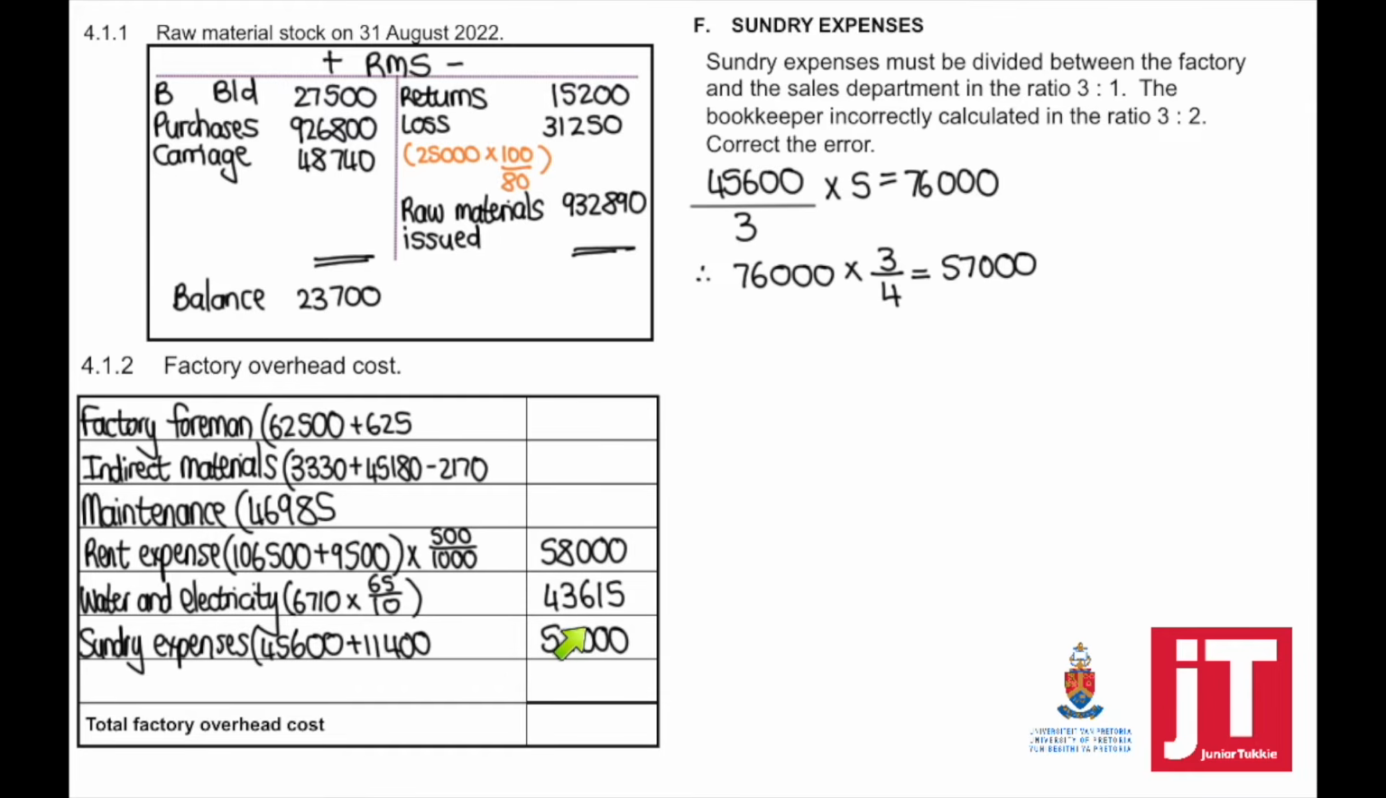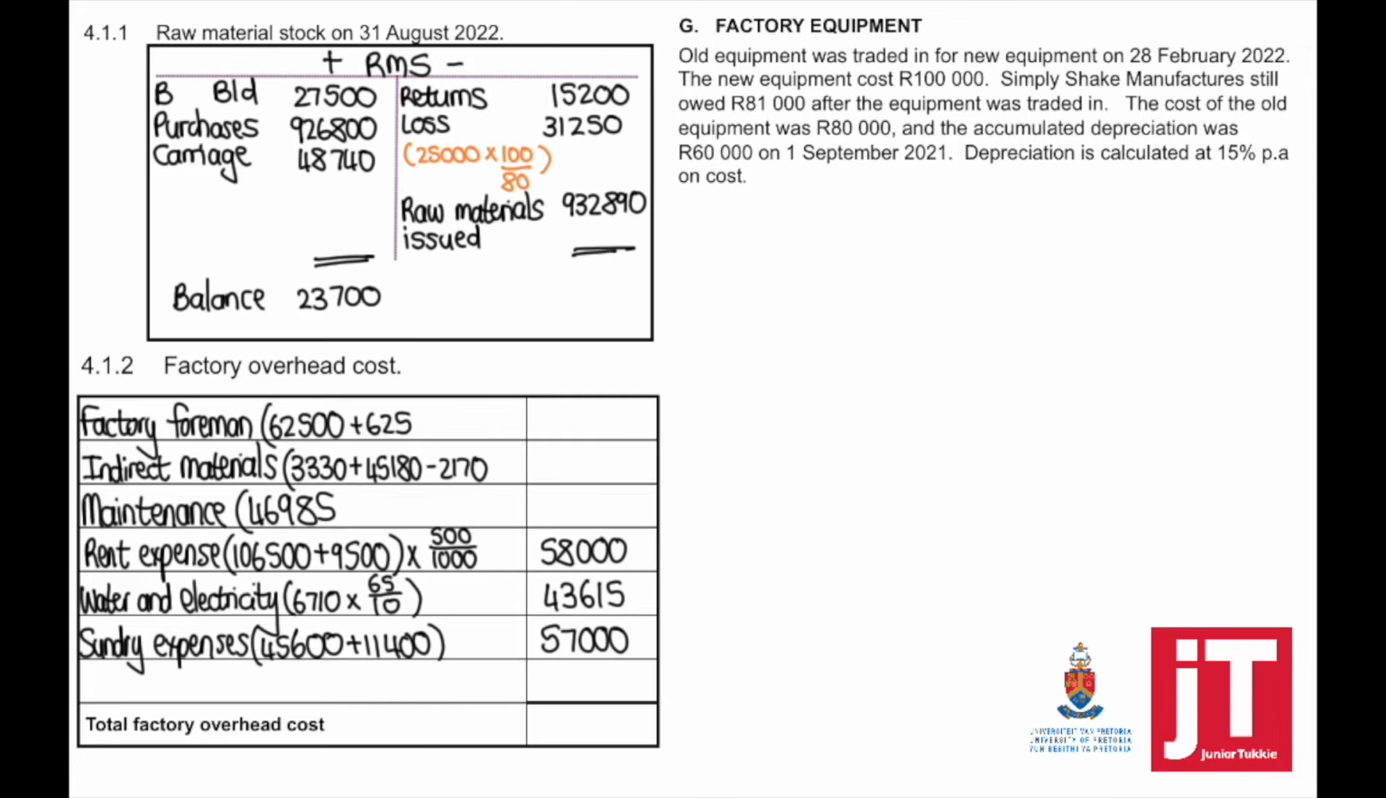What was the total factory overhead cost? And this is why my approach was to find what was the expense for this year and then take this 76,000 and work it out in the ratio that it should have been. Now, if we're looking at factory equipment, we need to calculate depreciation.